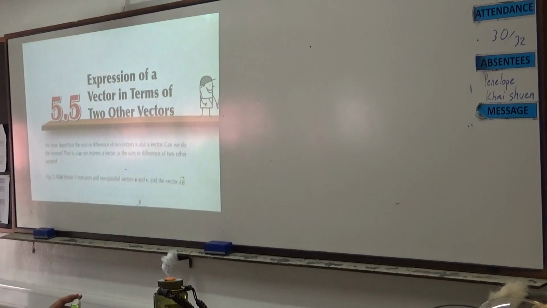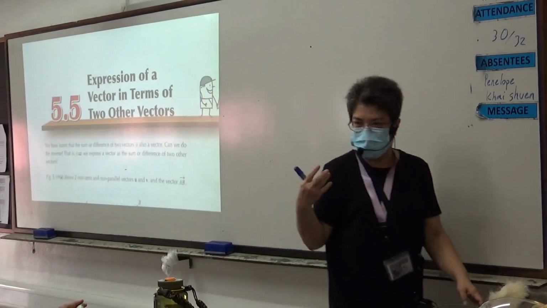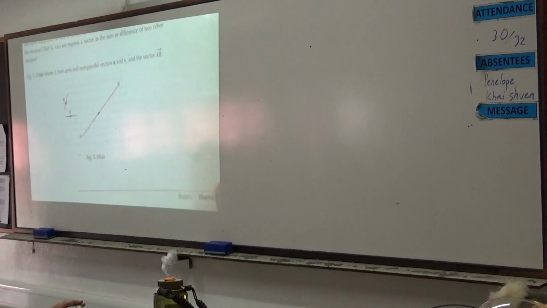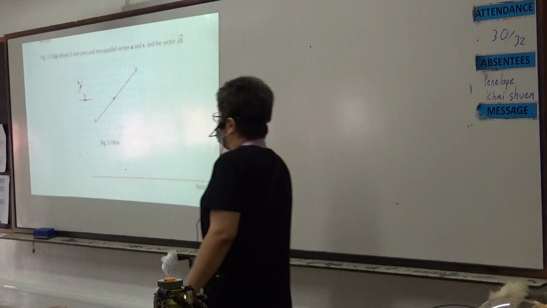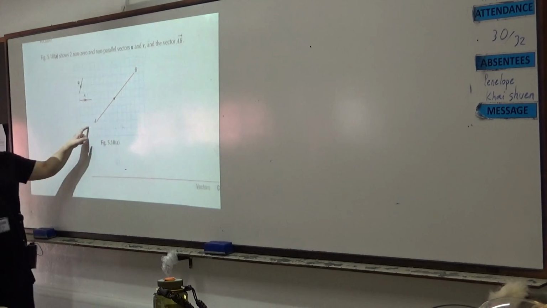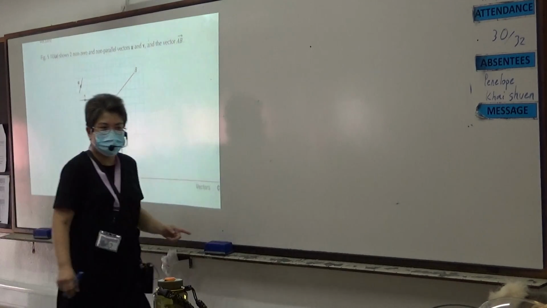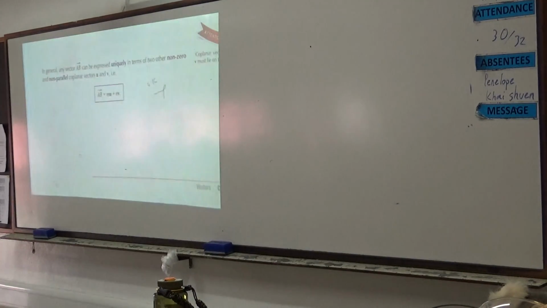Now, next part. Expression of a vector in terms of two other vectors. Now, this one is just for your info. Okay? Now, I want you to look at this particular picture here. All of you look up. Figure 5.10 shows two non-zero and non-parallel vectors u and v and the vector AB. This is AB, this is V, this is U, alright? Okay? Alright, what did the question want us to do? Can all of you turn to the next page?